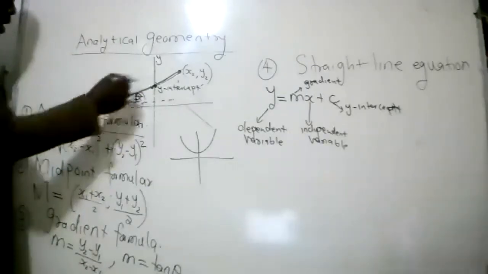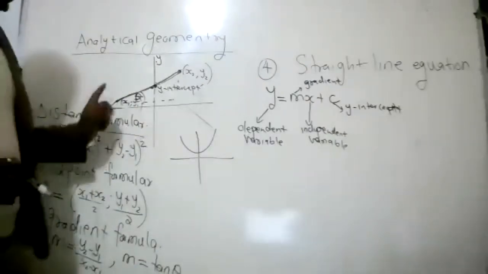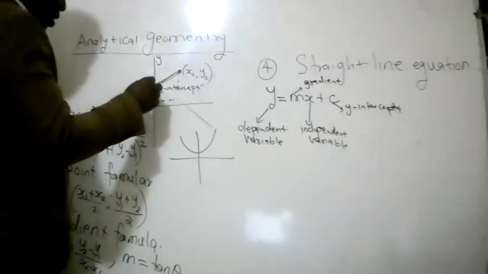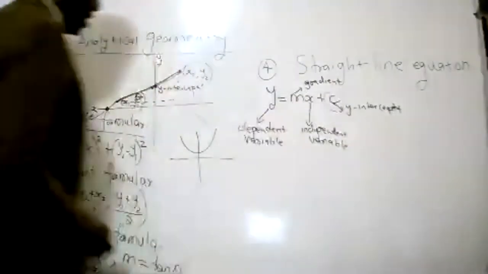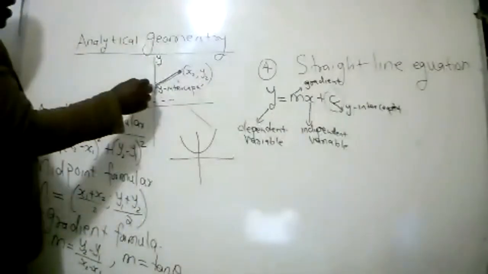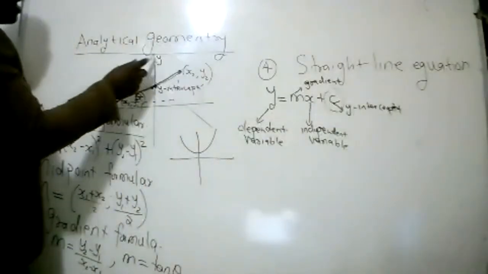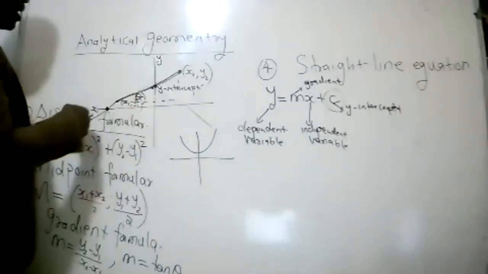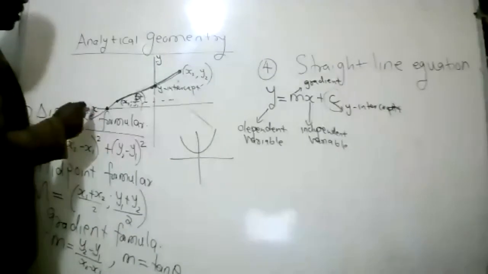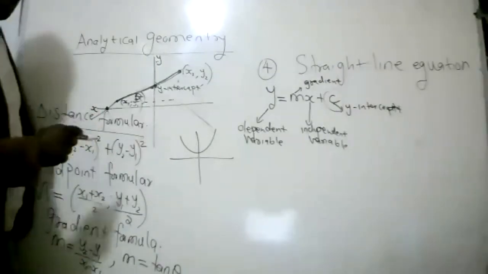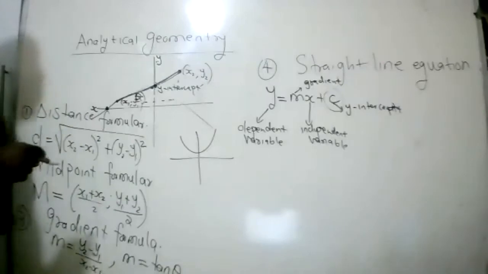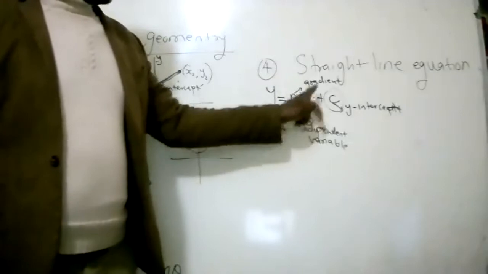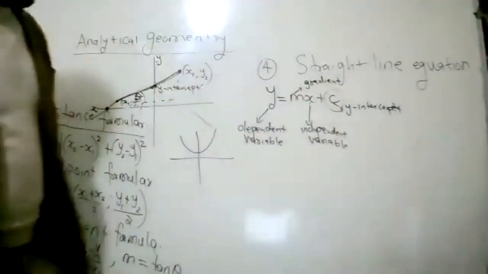So I will talk more about these points at a later stage. But for now, you must take note of the fact that the y-intercept, which in this case is represented as c, is where this straight line here cuts the y-axis. And then the x-intercept is where this graph here cuts the x-axis. Take note of that. It's very, very important information. So we have the dependent variable, the gradient, the independent variable, and then the y-intercept.